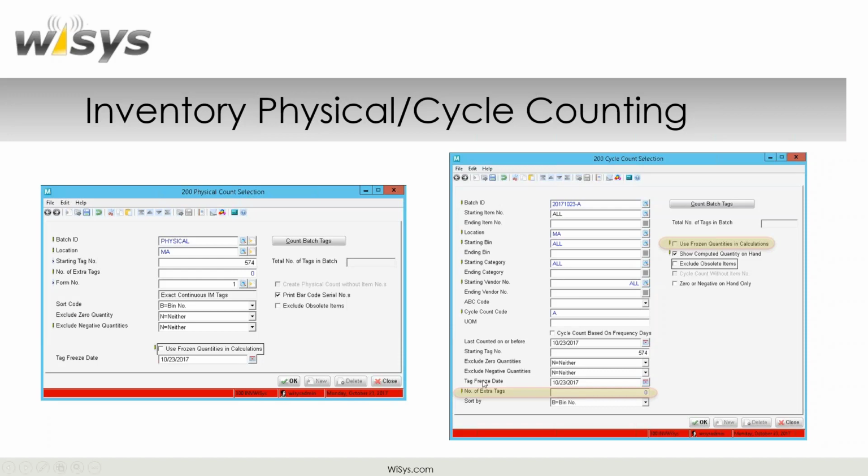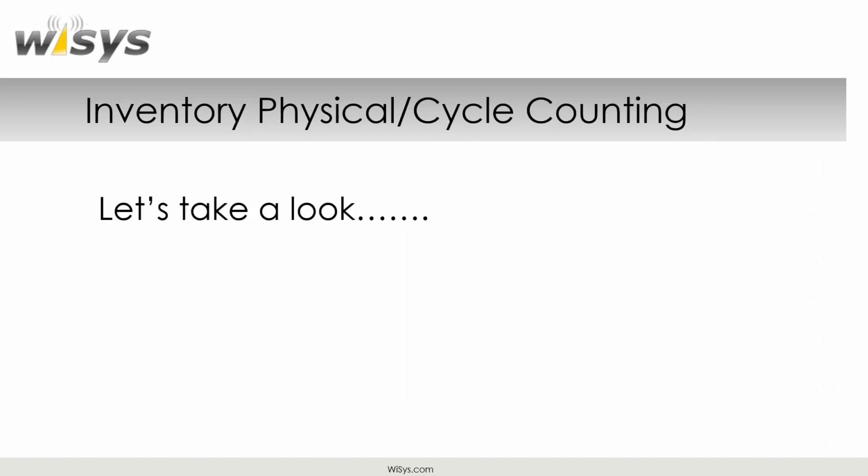are you going to exclude your zero quantities? Do you want to include negatives? But then when you get down here to the number of extra tags, again, you're going to enter 0. And we do recommend you don't use frozen quantities, mostly because you shouldn't transact during those batches. So that is setting up your batch in Macola, and we're going to walk through this process. So let's go on ahead and actually walk through and take a look.